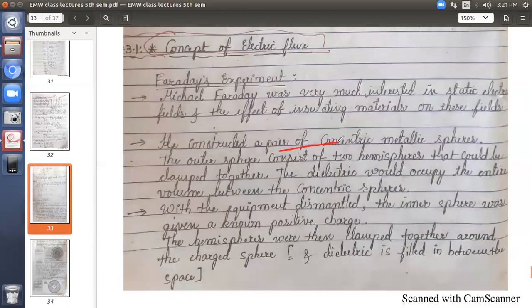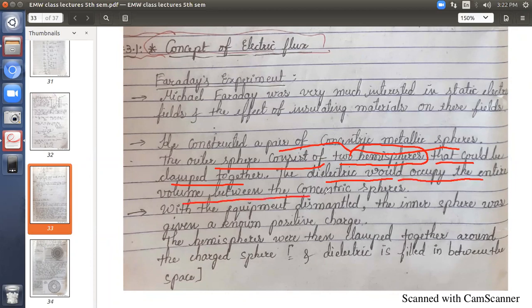Okay, he constructed a pair of concentric metallic spheres. The outer sphere consists of two hemispheres. Just to put something inside and join it, he cut it into two halves, hemispheres that could be clamped together. The dielectric will be in between the two spheres. The dielectric would occupy the entire volume between the concentric spheres. With the equipment dismantled, if you remove the outer covering hemispheres, the inner sphere is there, and that inner sphere was given a known positive charge, some amount of charge.